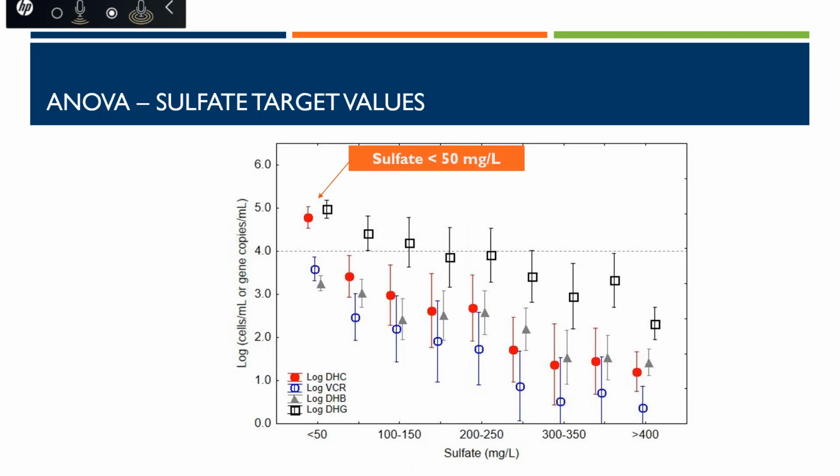So here we did the same ANOVA analysis now for sulfate, which is a known competing electron acceptor. We can see here that in general, concentrations of all the obligate halorespiring bacteria were lower with increasing sulfate concentrations. Concentrations of Dehalococcoides were significantly lower at sulfate concentrations greater than 50 milligrams per liter, and the concentrations of Dehalobacter and Dehalogenimonas were not significantly lower until sulfate concentrations were greater than 250 milligrams per liter.